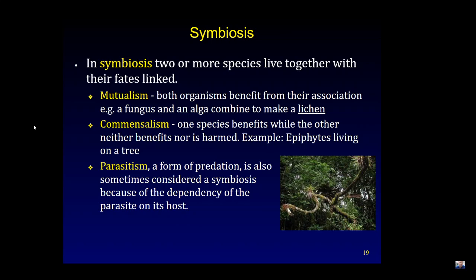So an example of this is fungus and algae combined to make lichen, right? Another form of mutualism would be bees and flowering plants, right? The flowering plants have evolved to need bees to then pollinate other plants.